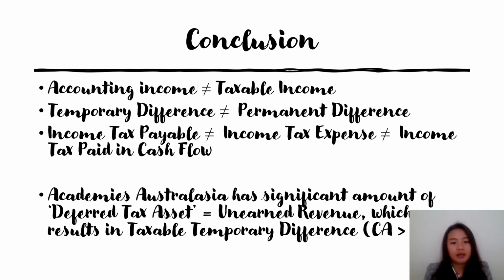And for the company that I chose, there is a significant amount of deferred tax asset. This is because of the nature of the business itself as an education institution, where most of the students pay student tuition fees in advance, which will be unearned revenue, and this will result in a taxable temporary difference where carrying amount is greater than tax base.